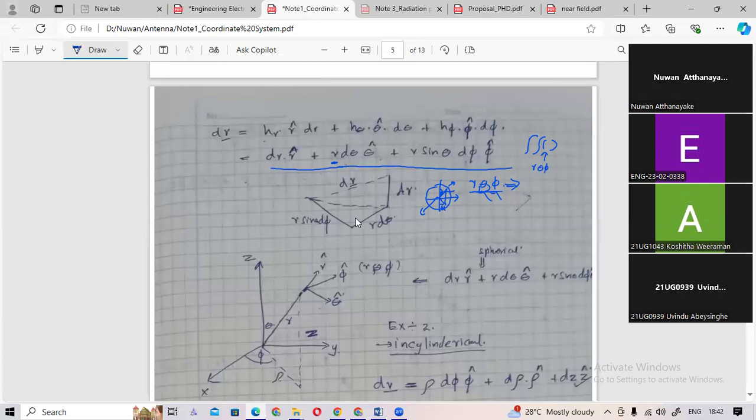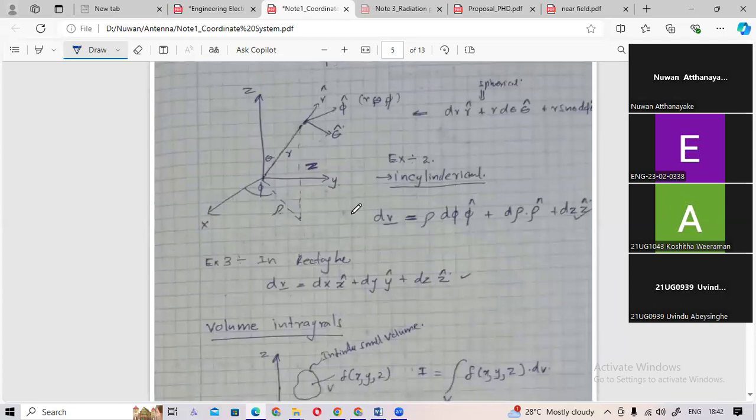Okay, and you have to do the integration r dθ. You have to select this one, r dθ, then r sinθ dφ. Okay, so this is the surface integral using spherical coordinates. And if it is cylindrical, okay, so it is a cylinder.